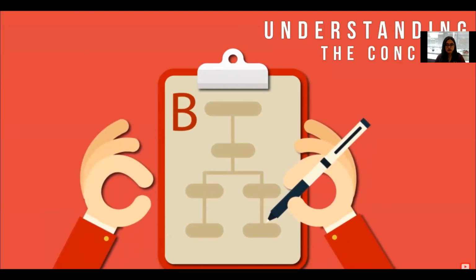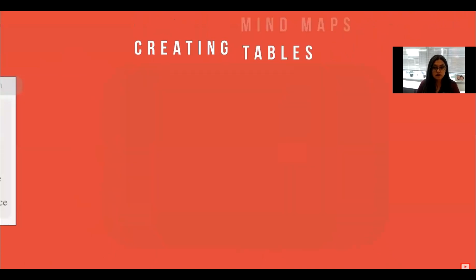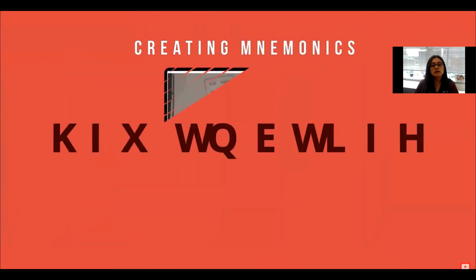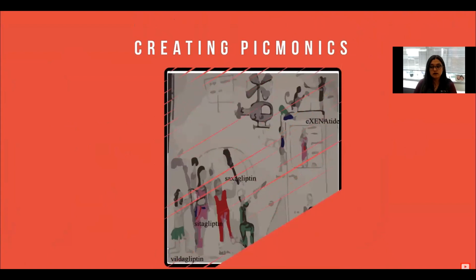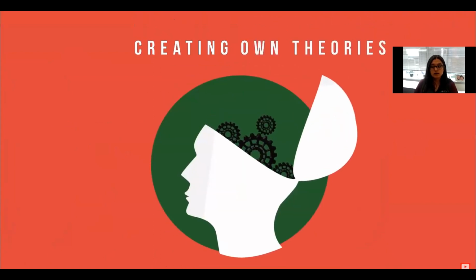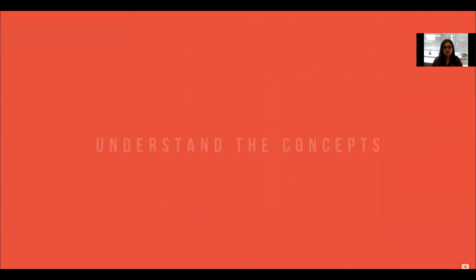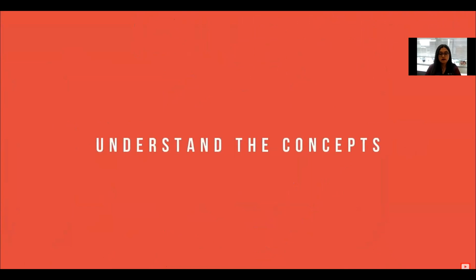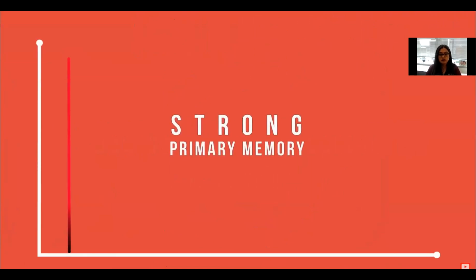Flowcharts are one way to achieve this. There are other techniques like creating tables, mind maps, mnemonics, and PEG models. But my favorite technique is creating my own theories. Understanding the concepts before memorizing them is the secret to a strong primary memory.